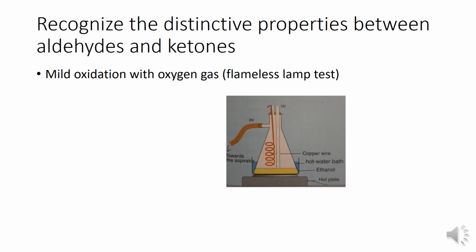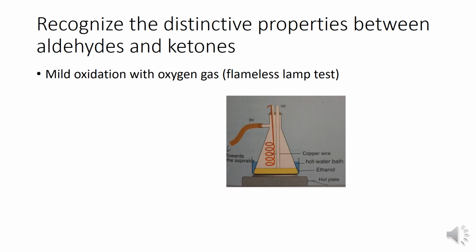We connect the apparatus to an aspirator, heat the ethanol to lukewarm in a hot water bath heated over the hot plate. Heat the copper wire to red hot and quickly introduce it in the volumetric flask. Observe what happens. In the case of ethanol, the reaction will be ethanol plus half O2 to get ethanal. This we get in the chapter of alcohol.